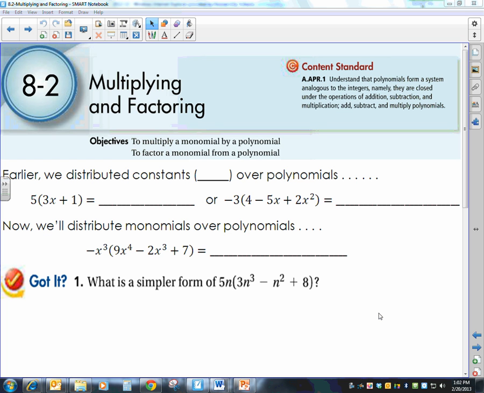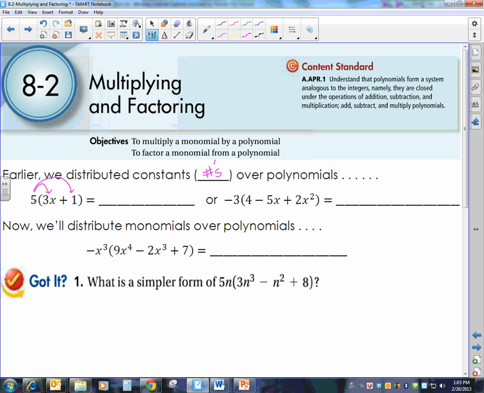Okay, today's lesson is about multiplying and factoring polynomials. We're going to start off by talking about what we've done before. Earlier, we distributed constants, which is that fancy word for numbers, over polynomials. For example, 5 times the quantity of 3x plus 1 means that we have to distribute the 5 over everything inside. So we know that 5 times 3x is 15x, and 5 times 1 is 5. So that gave us 15x plus 5.